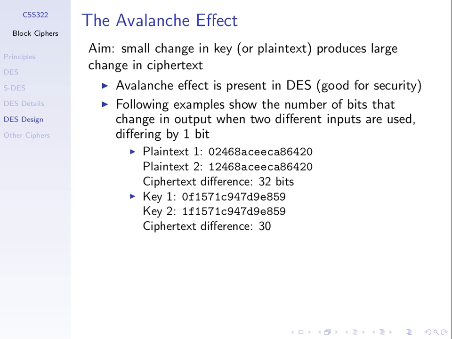Let's demonstrate with an example. We will not calculate. We'll do two different cases. The first case, we take some plain text input, and it's shown in hexadecimal here. It's a 64-bit block. We take this plain text 1, and we have some key which we'll use the same value in both operations. We'll encrypt plain text 1 with a key, and we'll get some ciphertext.